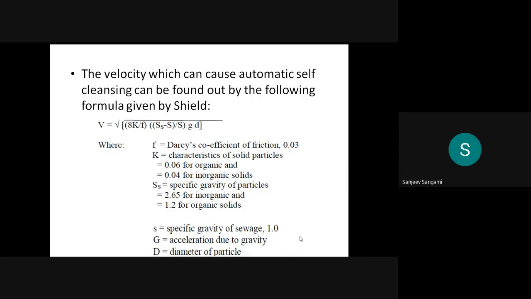The velocity which can cause automatic self-cleansing is assumed to be 0.45 meter per second as the self-cleansing velocity, and it should not be more than 0.9 meter per second.